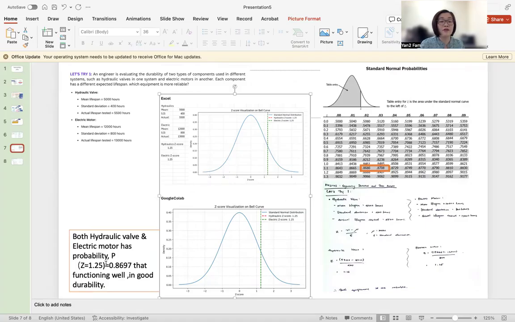From there, you can find the probability that both the hydraulic valve and the electric motor function well, which is 0.867. It means that 1 minus 0.867 is the probability that the equipment will fail. So both pieces of equipment are pretty good because they have the same probability.